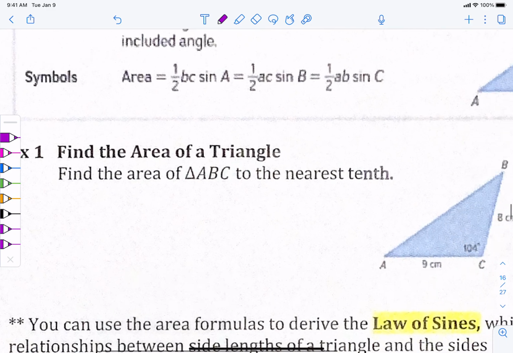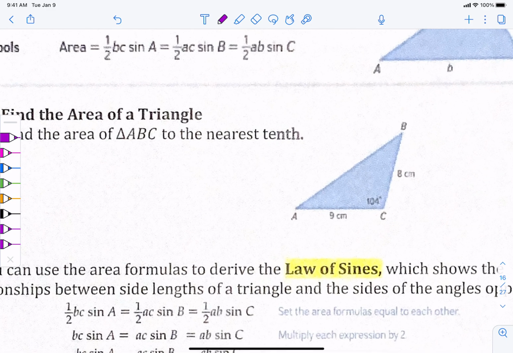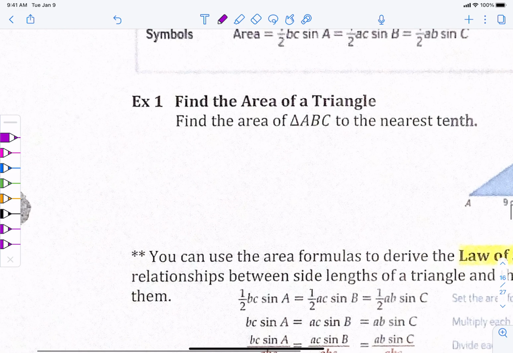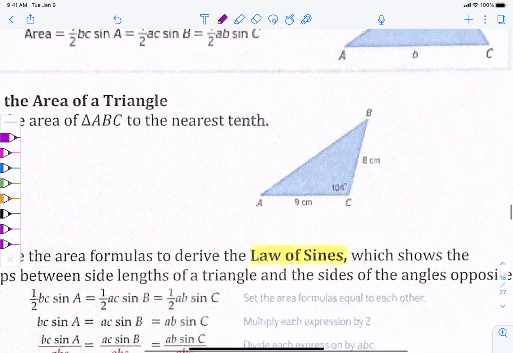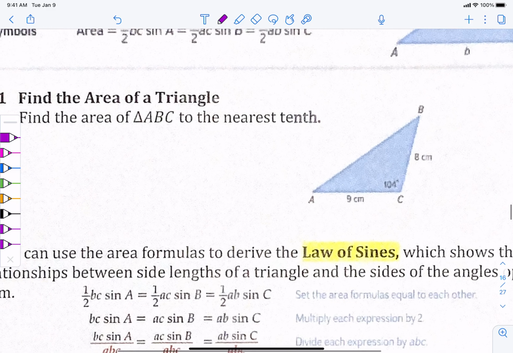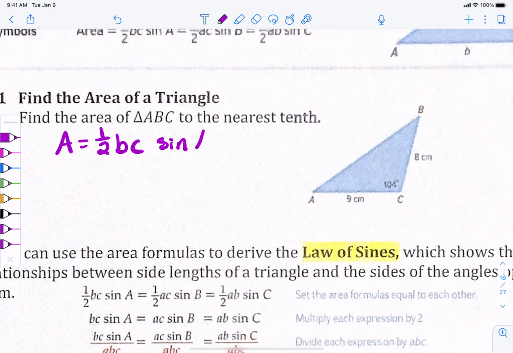So let's go ahead and do an area problem right here. Find the area of ABC to the nearest tenth. Ooh, this one's kind of yucky. Area is 1/2 BC times sine of A, right? That's the formula that we have.